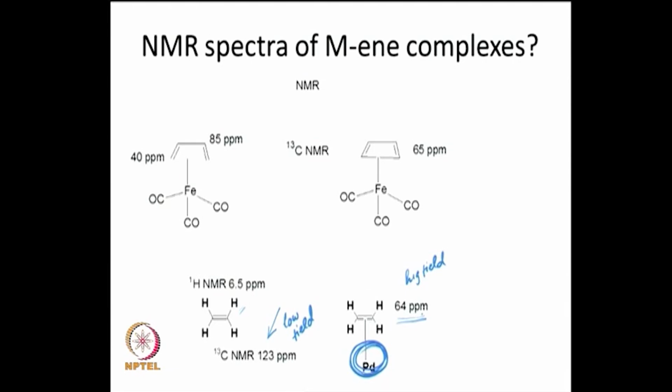Now, a similar situation happens when you have a cyclobutadiene complex. It appears that you have, in the case of iron tricarbonyl complex, a chemical shift of 40 ppm for the terminal carbons and 85 ppm for the internal carbons. And what happens is, when you form the cyclobutadiene complex, it goes to a lower value of ppm, and that is to a higher field, and that is indicative of the aromatic nature of the cyclobutadiene ring system.